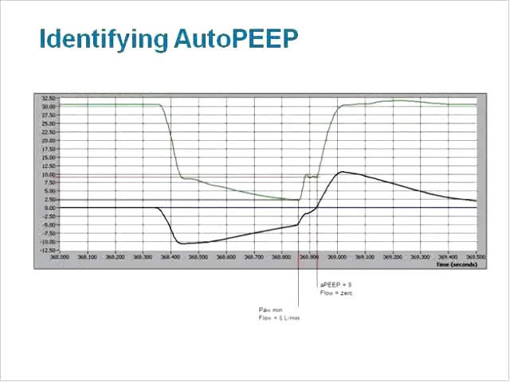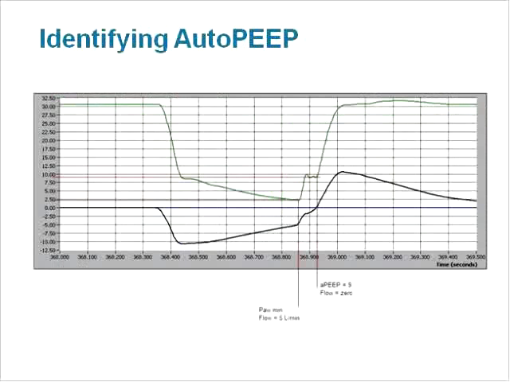The answer lies in the fact that when there's no flow from the lungs, there is no pressure difference between the lungs and the airway opening. Thus, pressure at the airway is an accurate reflection of lung pressure under static conditions, or when flow crosses 0. If we expand the time scale of the waveform, we can easily determine when expiratory flow crosses 0. The airway pressure at that moment is an estimate of auto-PEEP. In this case, we see that this pressure is about 9 centimeters of water.